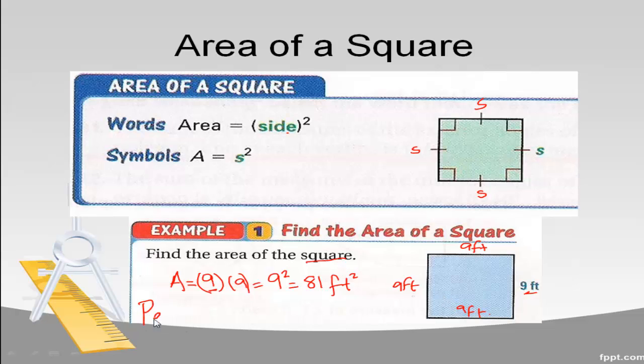Perimeter. Let's talk about perimeter. If I ask you for perimeter, remember perimeter is adding all sides. So for this square, if I look for perimeter, perimeter would be 9 plus 9 plus 9 plus 9. Or you can say 9 times 4, right? Each side measures 9 and you have 4 sides. So the perimeter would be 36 feet.